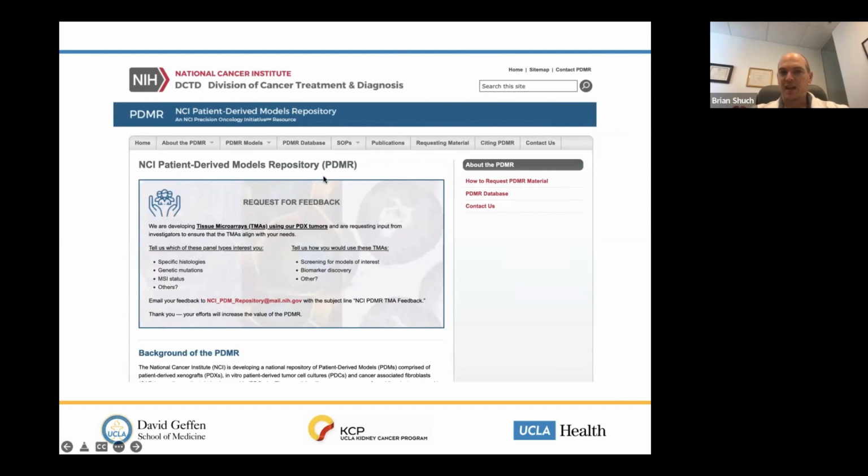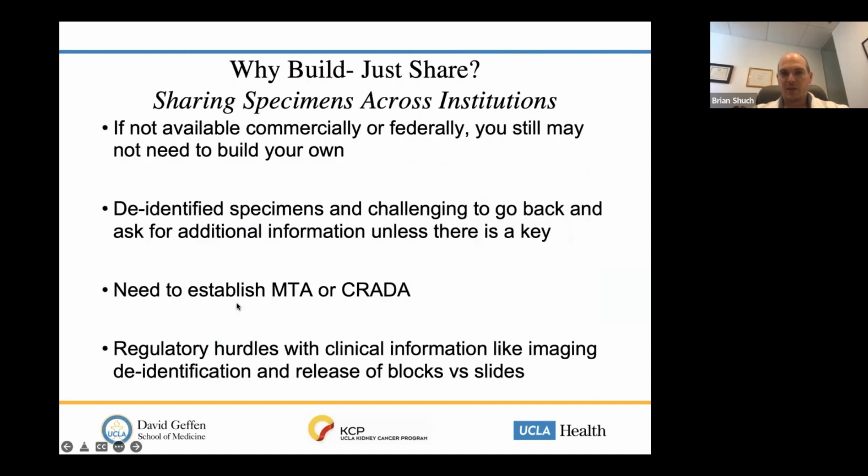Here is the NCI patient-derived models repository. Microarrays, there may not be that much stuff available, but there could be something useful for your research. And then why build it? Can you share? Sharing specimens across institutions, if it's not commercially or federally available, maybe you don't need to build.